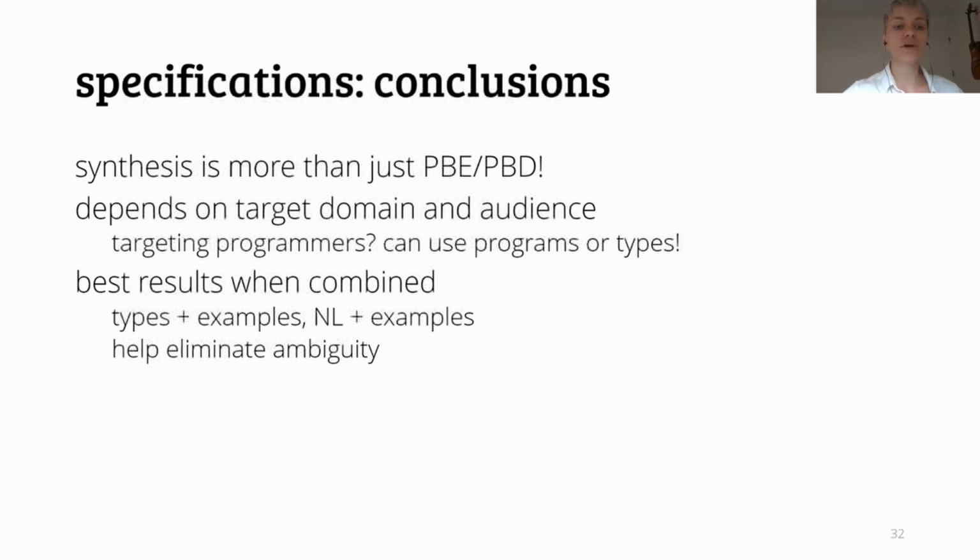And most importantly, these different methods of specifying intent are best when they are combined, right? So we have seen examples of how to combine types and examples in Hoogle+, how to combine natural language and examples in Regae. And the cool thing is that they have different strengths and weaknesses, right? And that's why if they're used together, then they help sort of eliminate ambiguity by complementing each other's strengths.